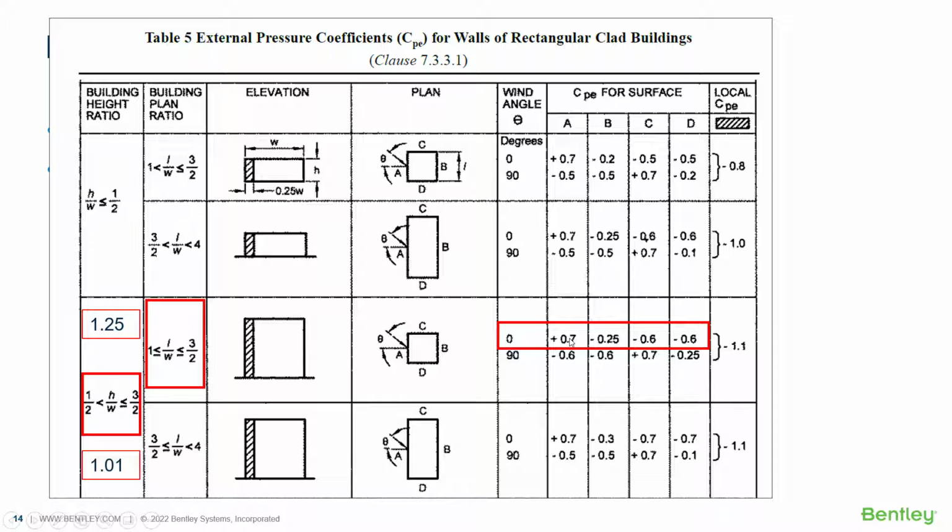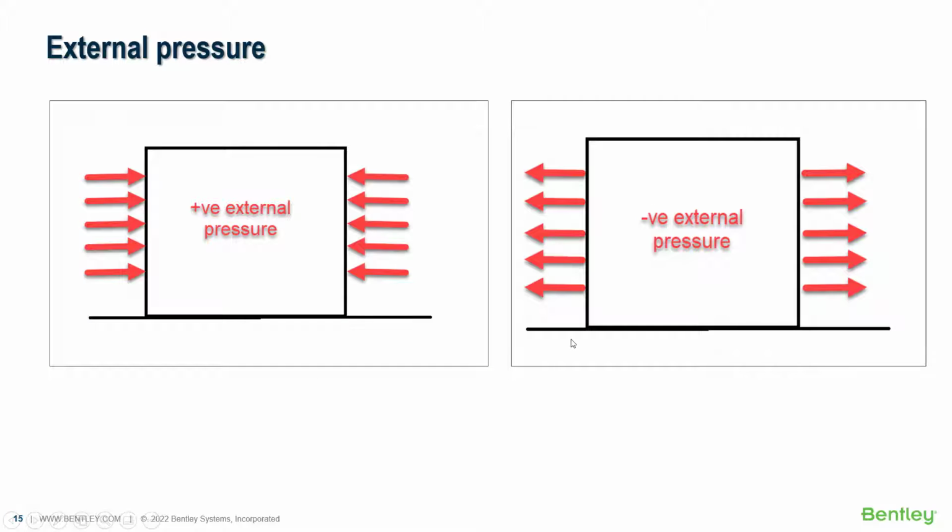You can also notice that we have positive as well as negative values here for the pressure coefficients. A positive value means the wind is acting towards the wall, and a negative value means the wind is acting away from the wall, as shown here.